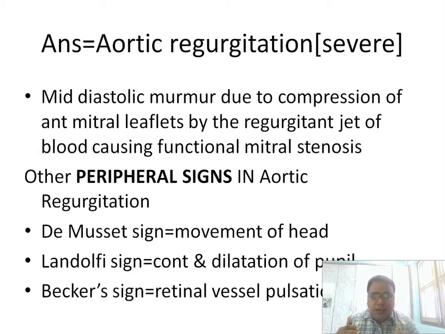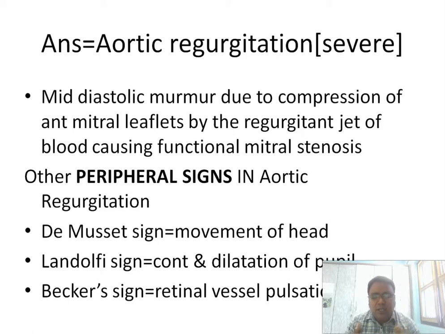Answer is aortic regurgitation of severe variety. What happens in severe aortic regurgitation? Because of the regurgitant blood flow that will press the anterior mitral leaflets, it behaves like a functional mitral stenosis, and that is the cause of this mid-diastolic murmur. And the mid-diastolic murmur, because of the compression of the mitral leaflets by the jet of blood, is called Austin Flint murmur.